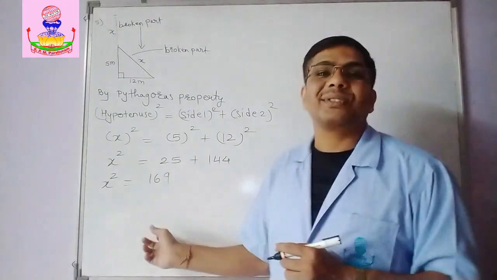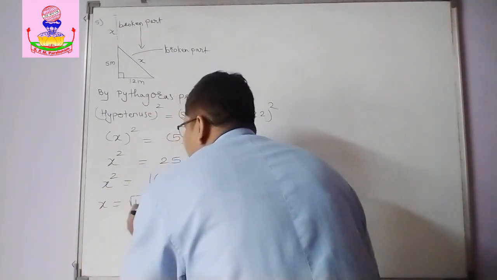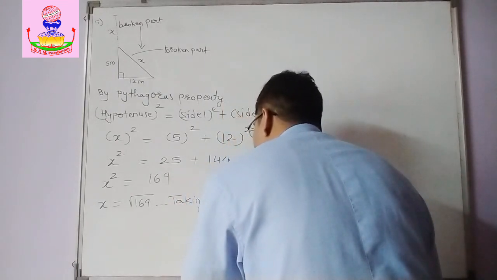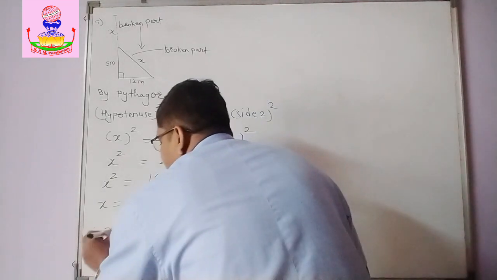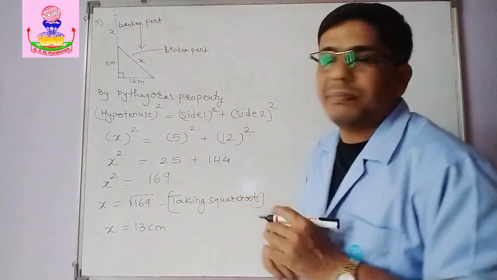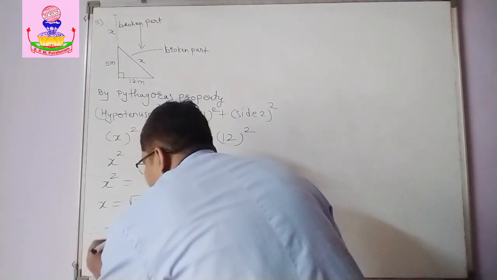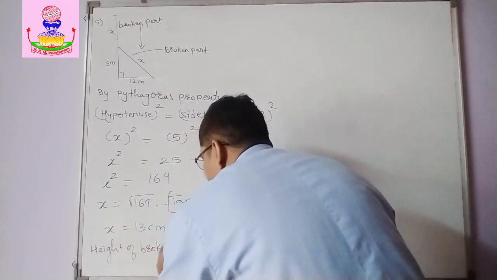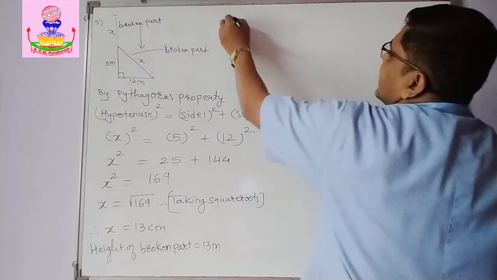Now I want to find the value of x, so take square roots from both sides. So x is equal to the square root of 169. Taking square roots, therefore x is equal to 13 meters. So I got the height of the broken part. So the height of the broken part equals 13 meters.